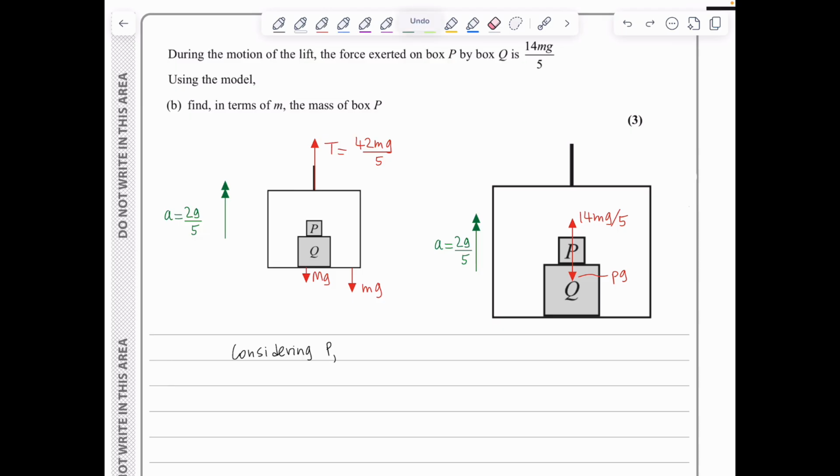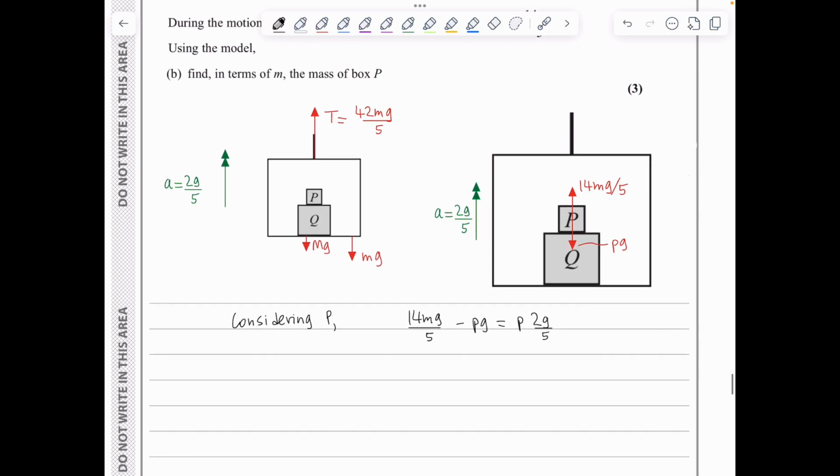So we consider P, we've got forces acting upwards, which is 14 mg/5 minus forces acting downwards, which is Pg, is equal to P times 2g/5. I will multiply throughout by 5 to get 14 mg minus 5 Pg is equal to 2 Pg. Obviously the g's will cancel out, and therefore this leads to 14m being equal to 7P, and therefore 2m is the value of P.